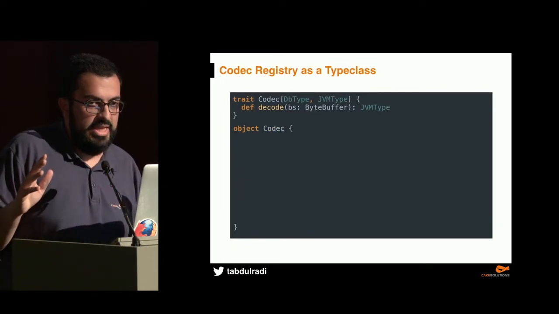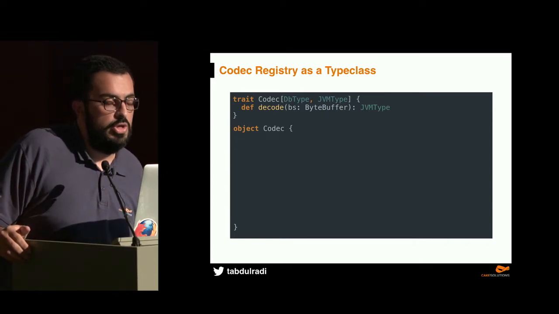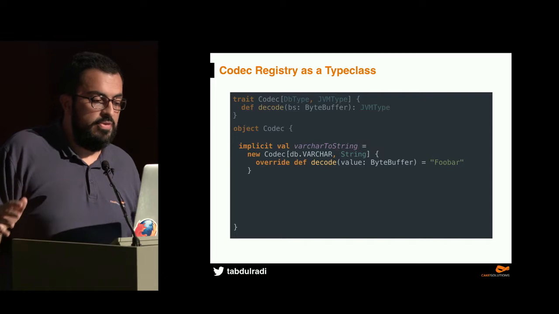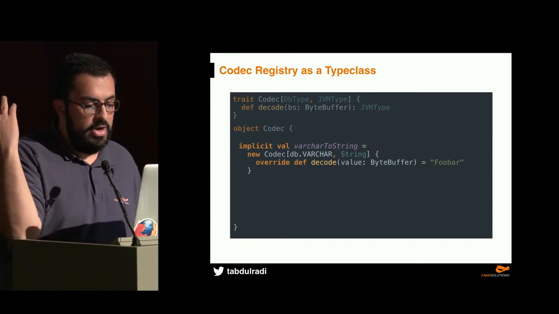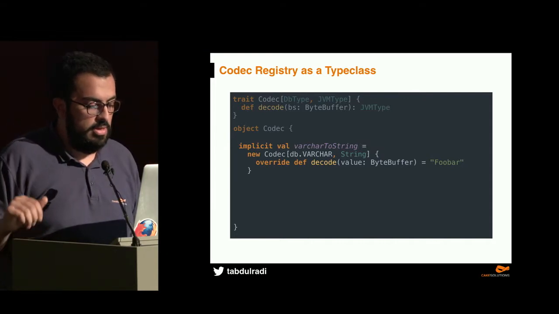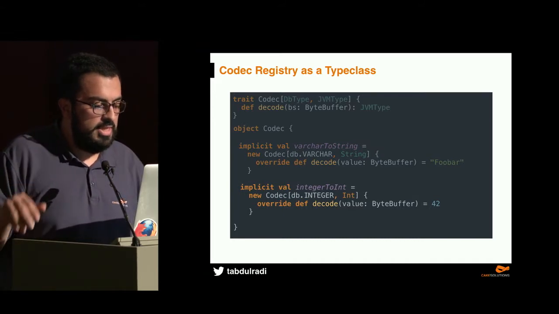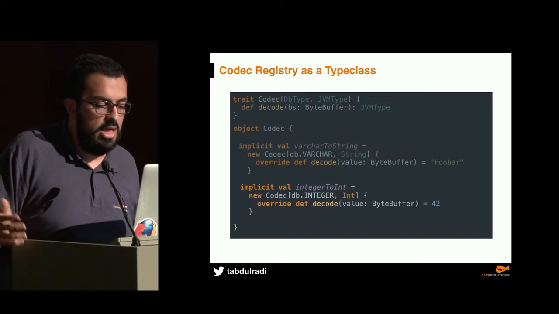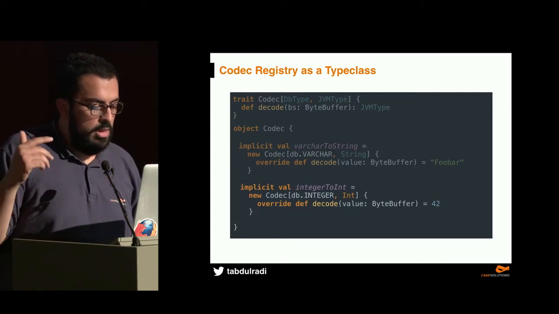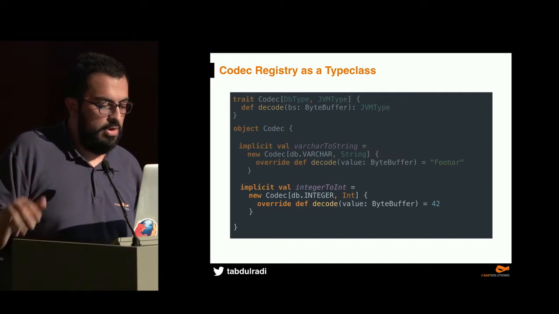This codec now basically is a type class, but it has two type parameters instead of one as you're used to. Let's define the instances for this type class. First, to convert from Cassandra varchar to Scala string, here's the implementation, an implicit value, and another one for integer to int. These implicits are special markers for the Scala compiler to be able to look for them later. So now we have basically done the register part of the previous slide.